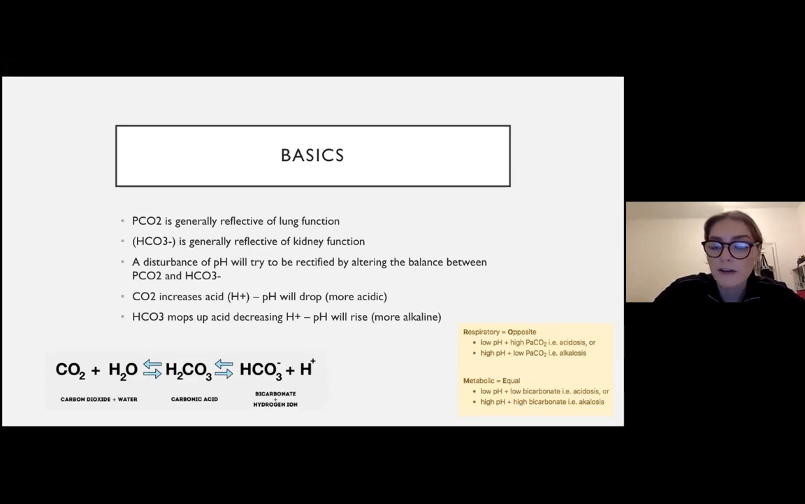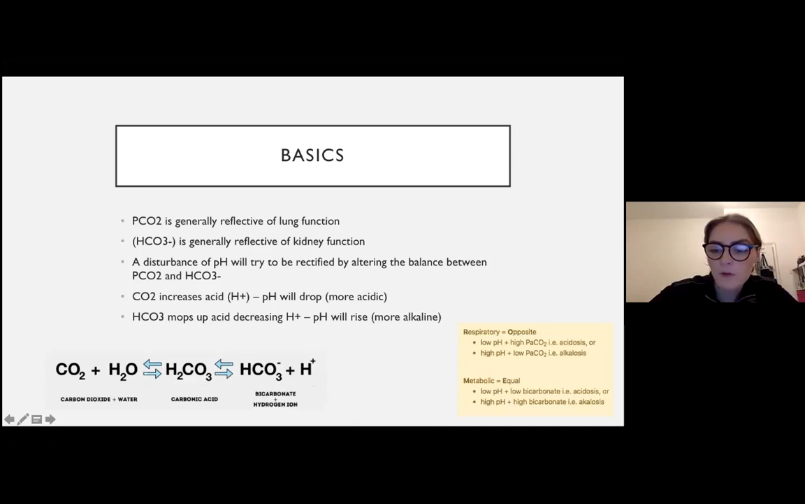CO2 will increase the acid, the hydrogen ions, and therefore the pH will drop. When there's more CO2, that shifts this equation, which means the H plus increases, whereas the HCO3 mops up the acid, the H plus, getting rid of it. So it makes it less acidic, more alkaline, so the pH will rise.